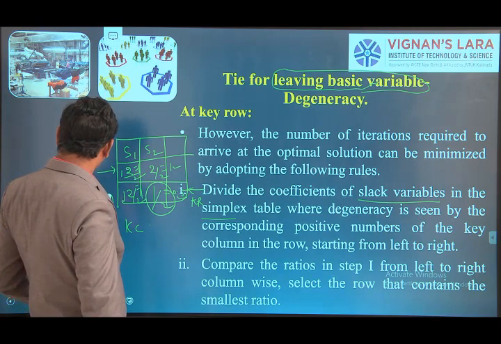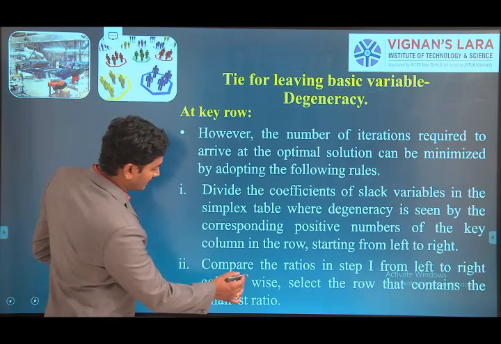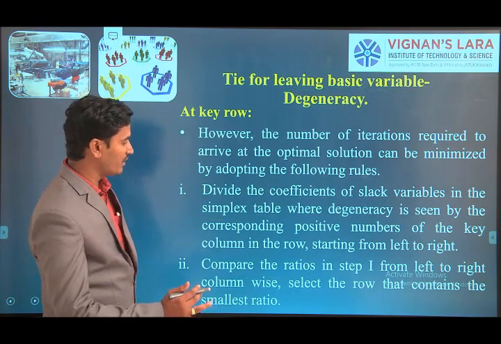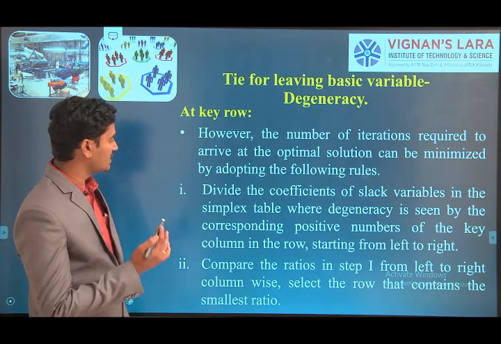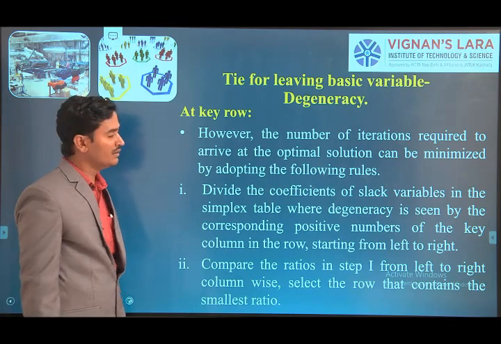Next coming to the second point: compare the ratios in step 1 left to right, column-wise. Select the row that contains the smallest ratio. Already we have taken that. Okay.